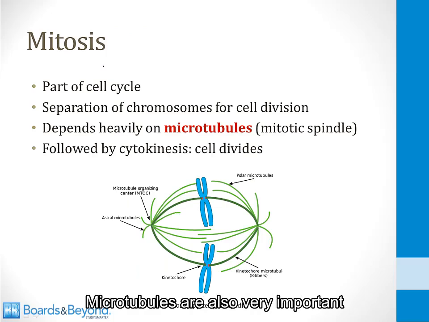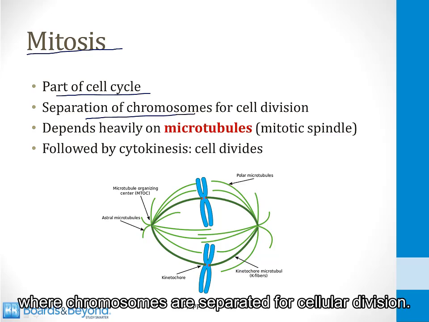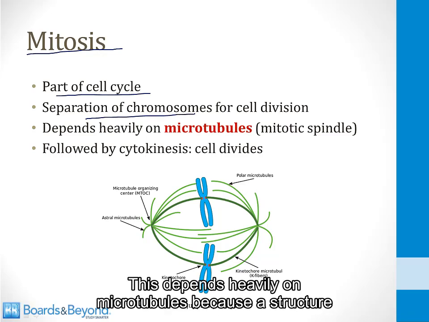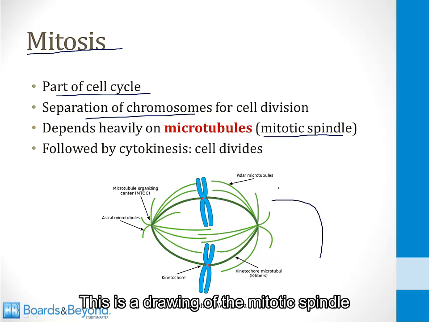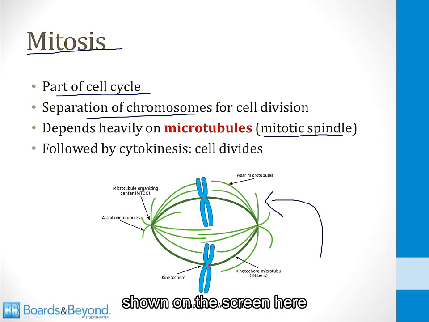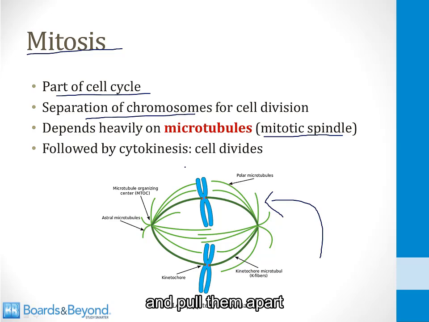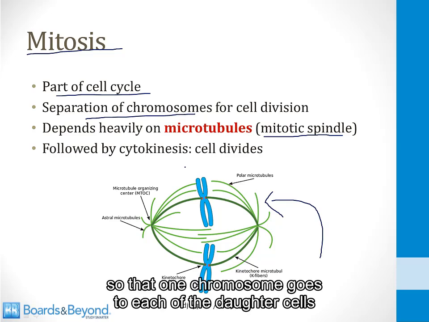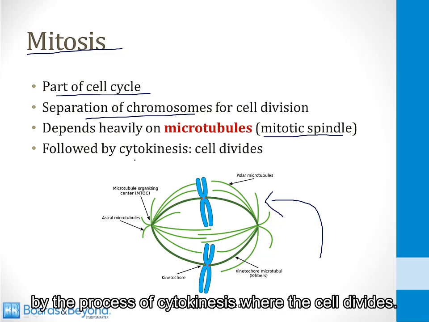Microtubules are also very important for the process of mitosis. Mitosis is part of the cell cycle where chromosomes are separated for cellular division. This depends heavily on microtubules because a structure known as the mitotic spindle must develop. This is a drawing of the mitotic spindle shown on the screen here, and microtubules attach to the chromosomes and pull them apart so that one chromosome goes to each of the daughter cells that are being formed. The process of mitosis is followed by the process of cytokinesis, where the cell divides.